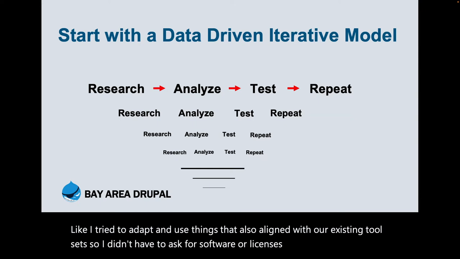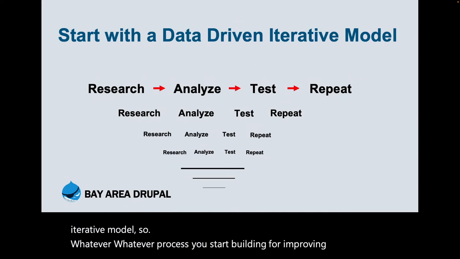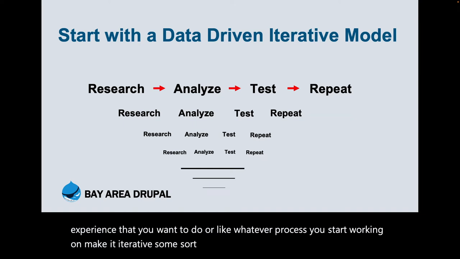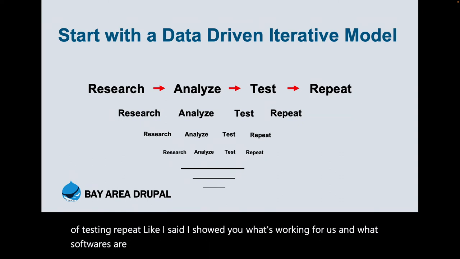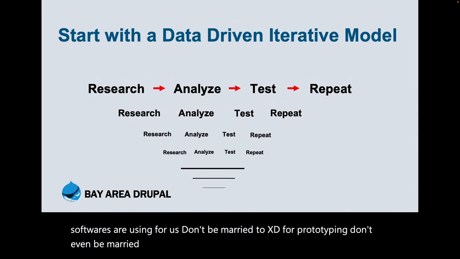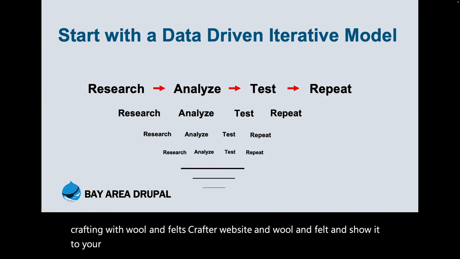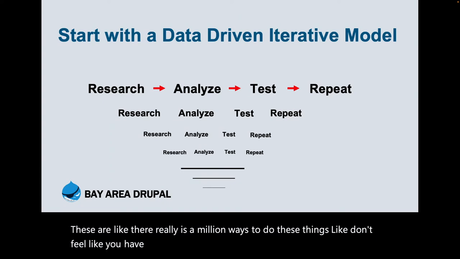Start with a data-driven iterative model. Whatever process you start building for improving user experience, or whatever process you start working on, make it iterative. Some sort of research, some sort of analysis, some sort of testing, repeat. Like I said, I showed you what's working for us and what software we're using. Don't be married to XD for prototyping. Don't even be married to web development for prototyping. If you want to prototype by crafting with wool and felt, craft your website in wool and felt and show it to your user. There really is a million ways to do these things. Don't feel like you have to use what everybody else is using.